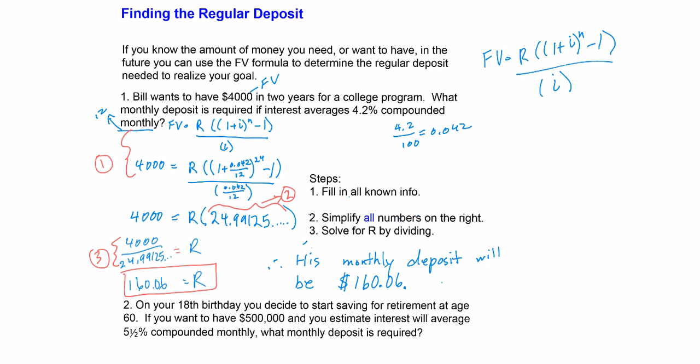Notice when I respond with my final sentence, I always want to refer to what we were looking for. In this case, our original problem asked for the monthly deposit required, and that is what we're going to answer. The monthly deposit will be $160.06.